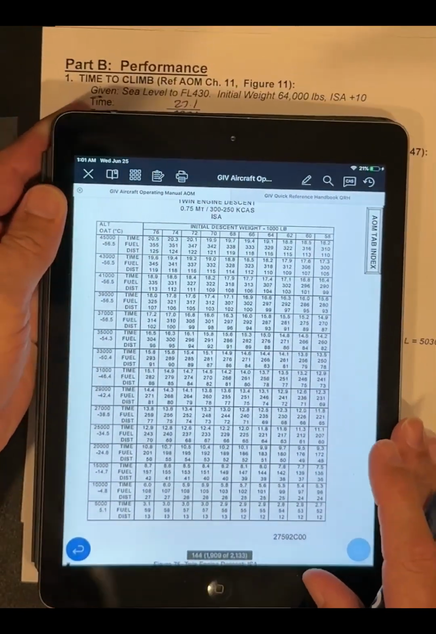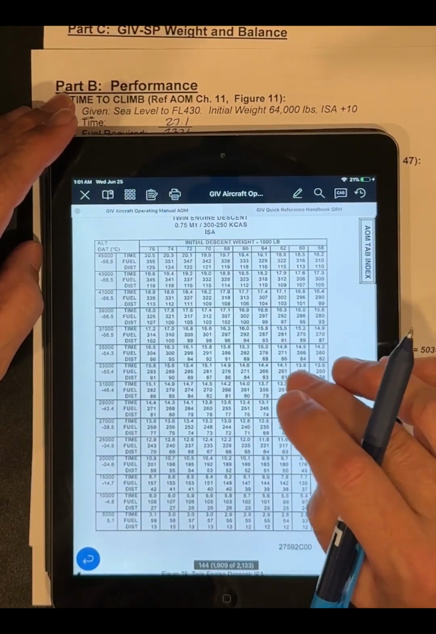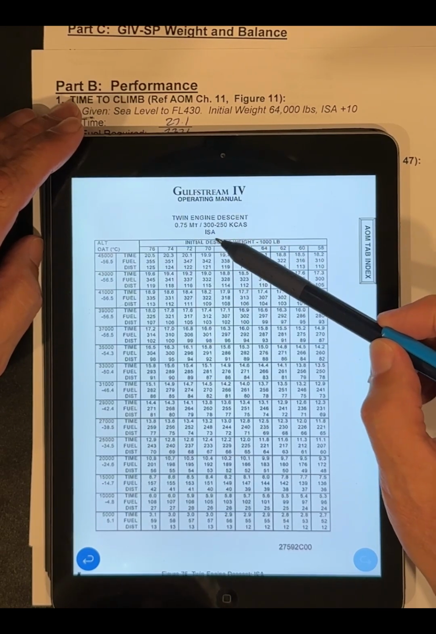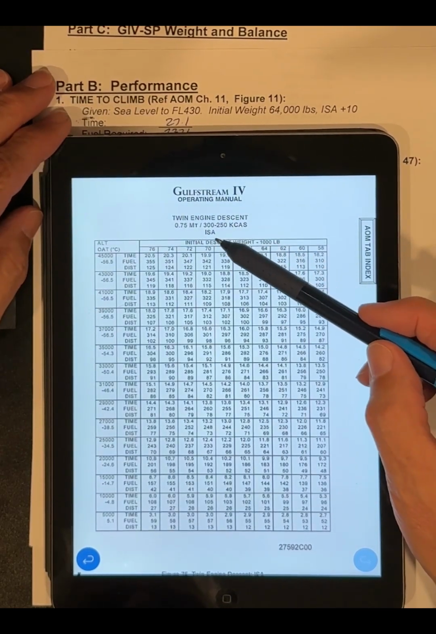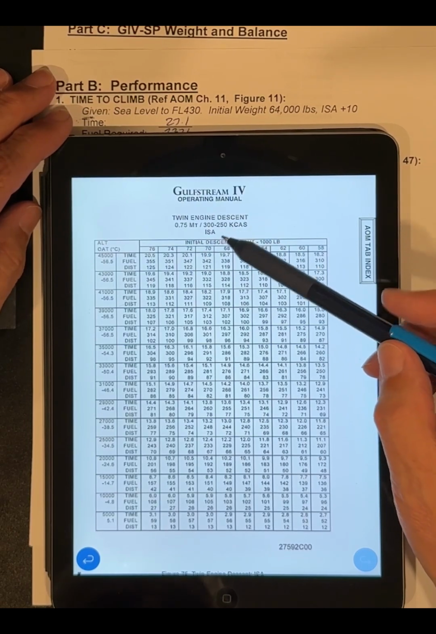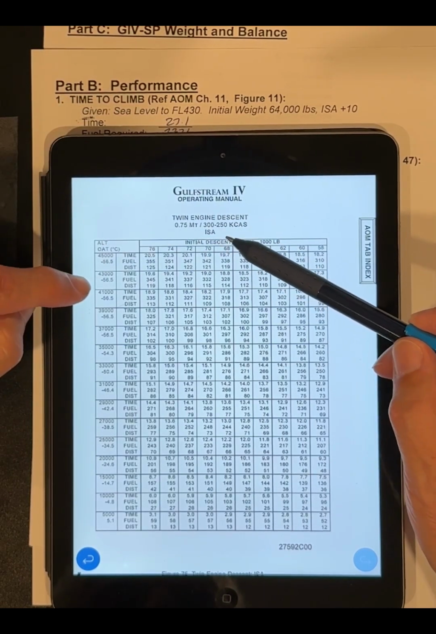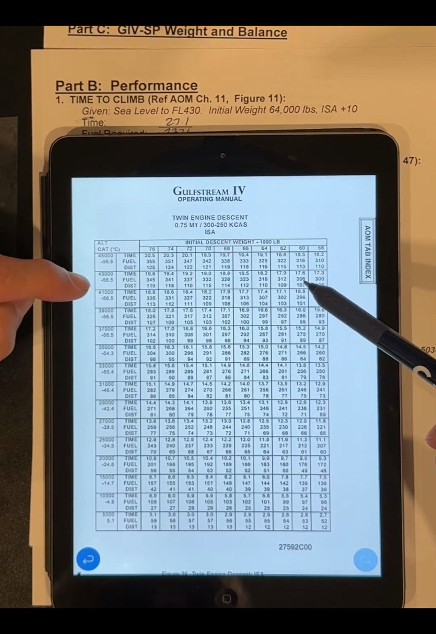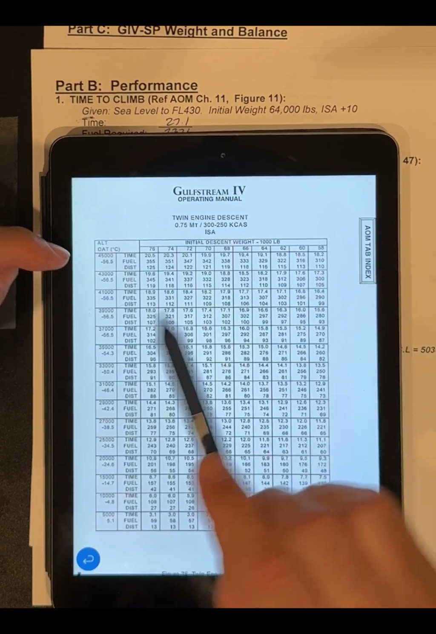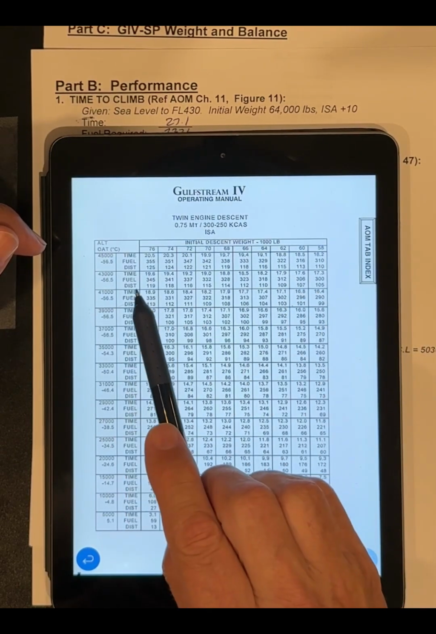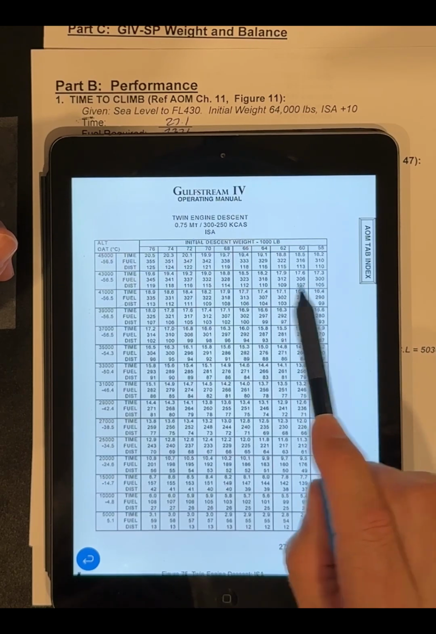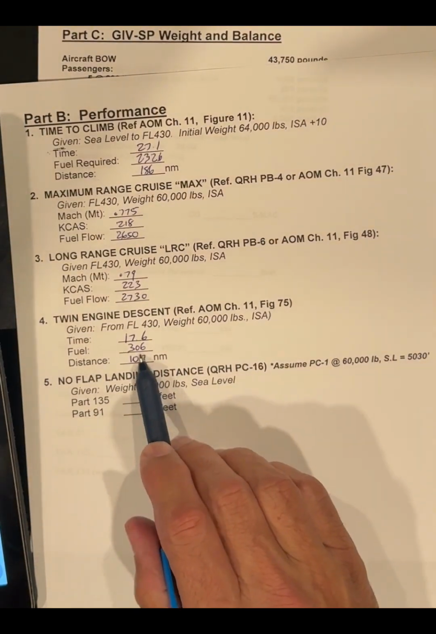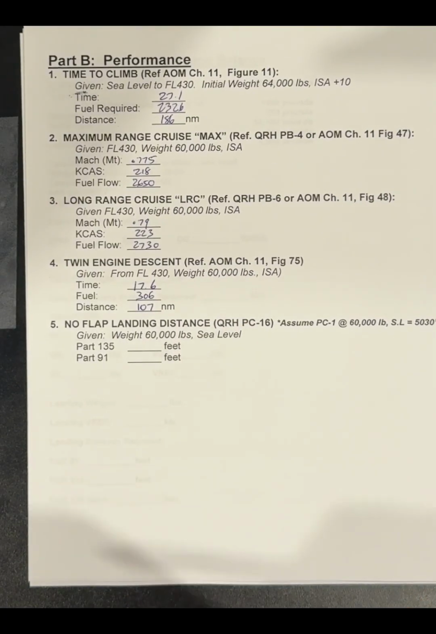All right, so let's just match this up again. The proper chart that we want is twin engine descent, and it's assuming you're at Mach 7.5. And then transition is going to be 250 to 300. At ISA, 43,000 feet is the altitude we're descending from. We're at 60,000 pounds. And what information do we want? Everything in this block. The time, 17.6 minutes. The fuel, 306 pounds. And the distance, 107 miles. All done.